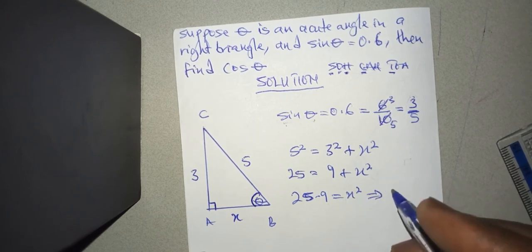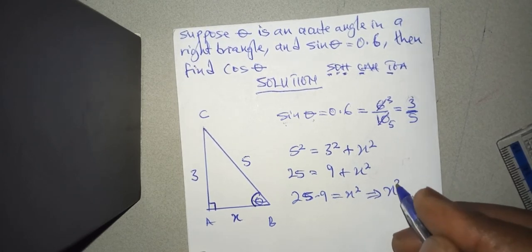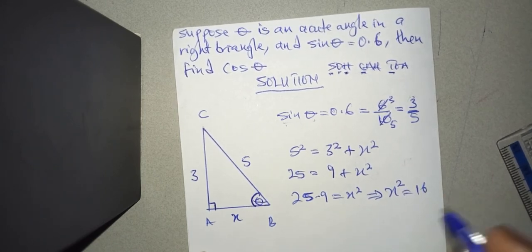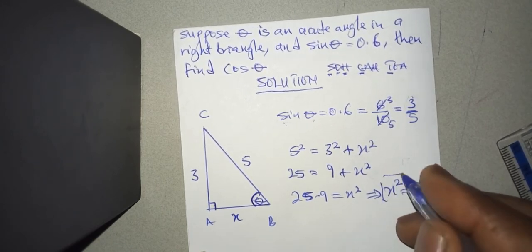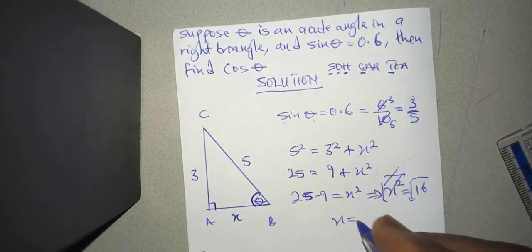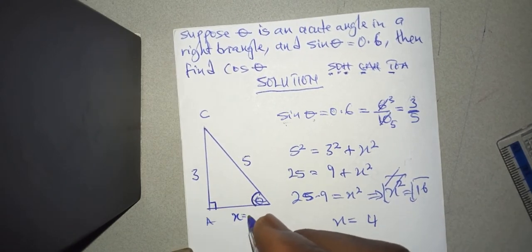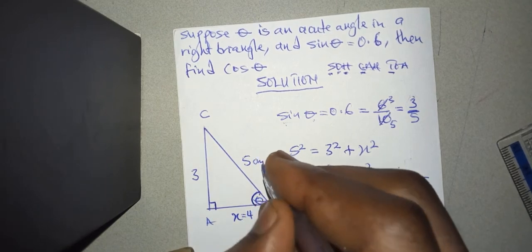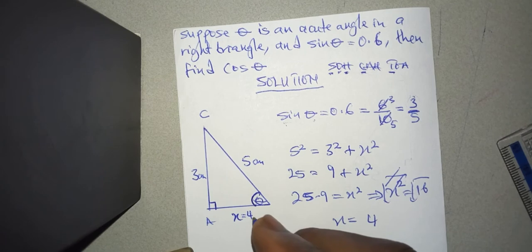Now I can rewrite this as S squared equals 16. If I want S, I take the square root of both sides, which clears the square. Now S equals 4. So this S is 4. Let me put them in centimeters. Now I have the third side, S, which is 4 centimeters.